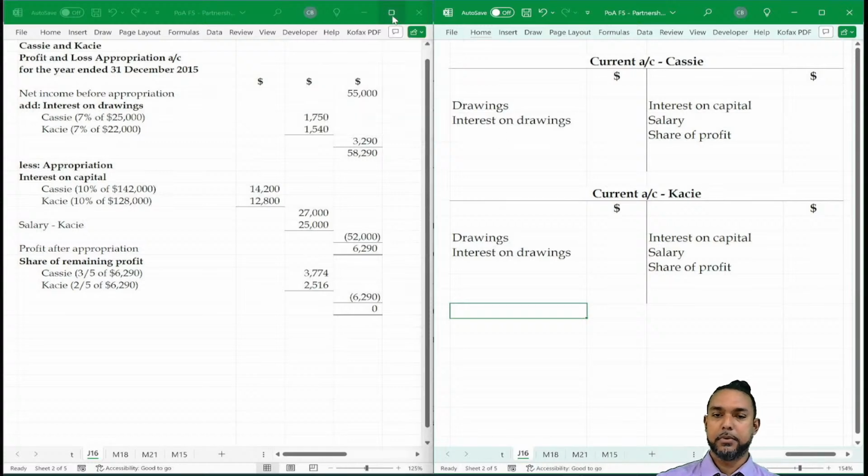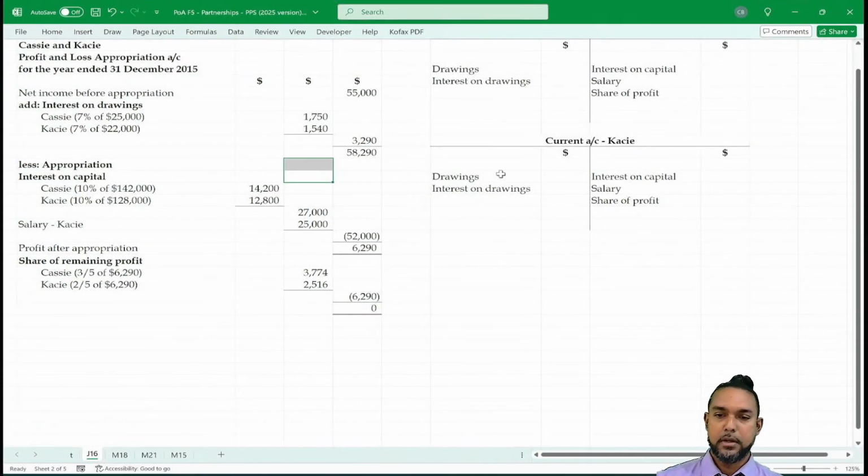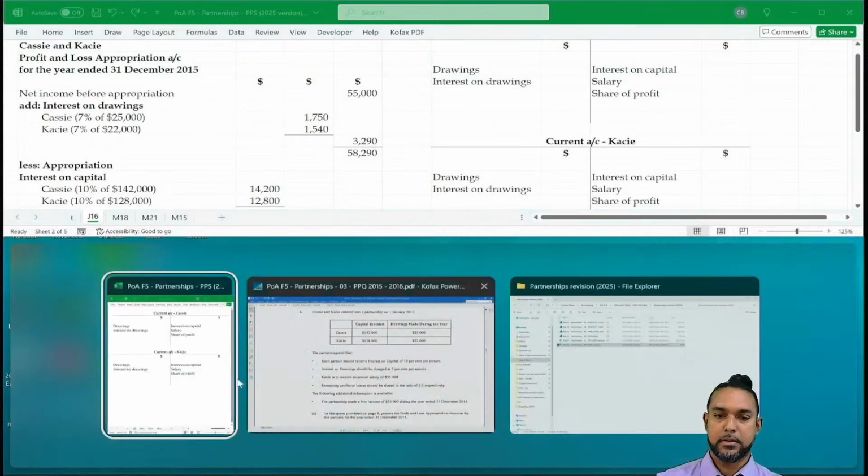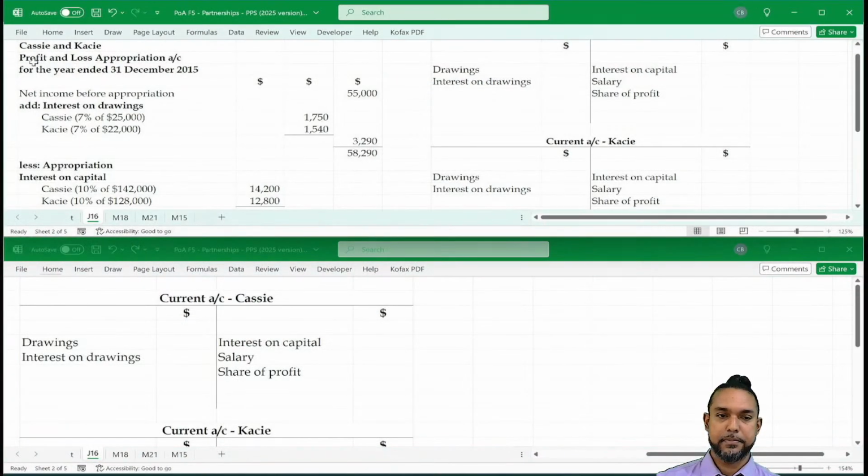Okay, so here's what we'll do. Instead of a side-by-side split, I'm going to do a top and bottom split. Try that instead.